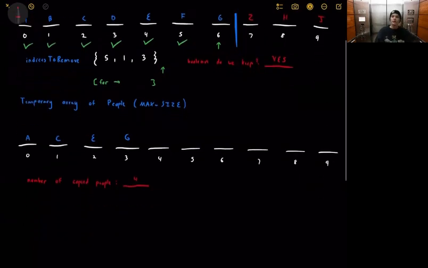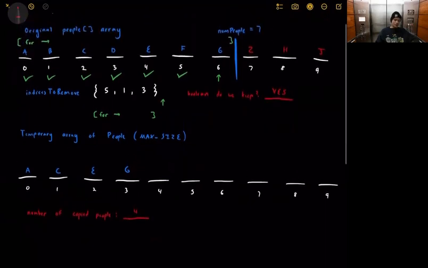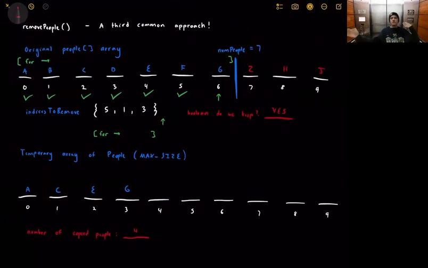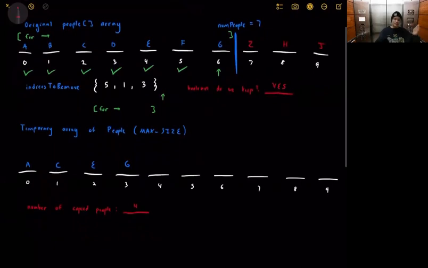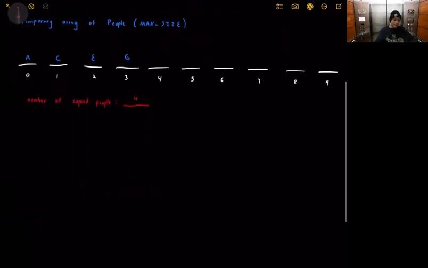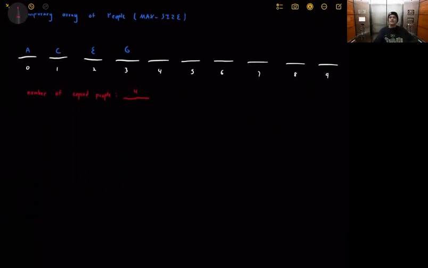Okay, so now where are we, right? We have just gone through everything, right? The original people array, indices to remove. We've determined which ones to copy over, and I've copied them over into this brand new array, right? But that's not where we want them to exist in the end. We really want them to end up back in the original people array, right? So the next step is we're going to have to copy over from the temporary array back into the original people array. I'll write that down for you.